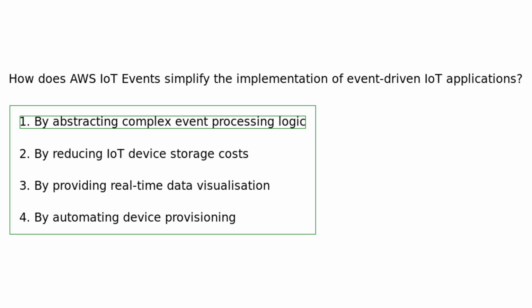AWS IoT Events simplifies event-driven IoT applications by abstracting the complexity of event processing logic, allowing developers to focus on defining event conditions and actions rather than managing intricate event detection mechanisms.